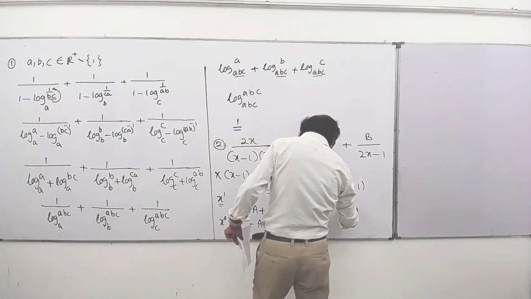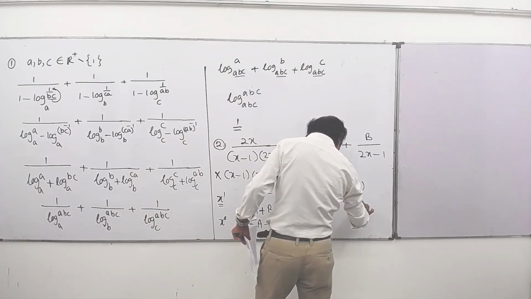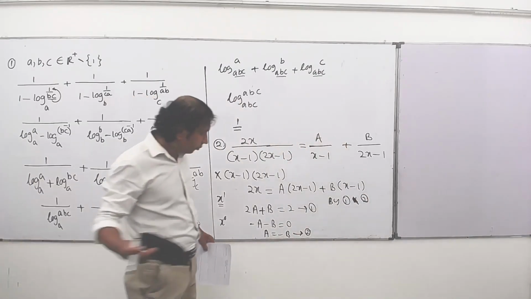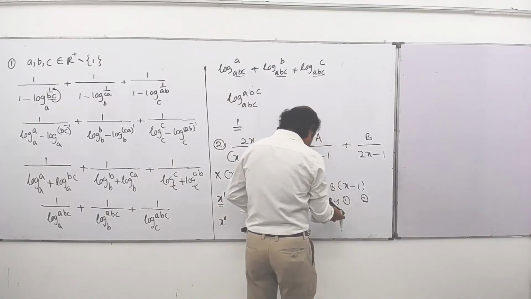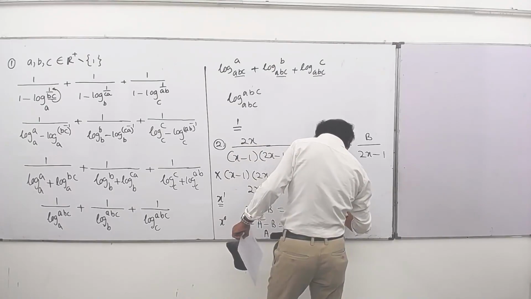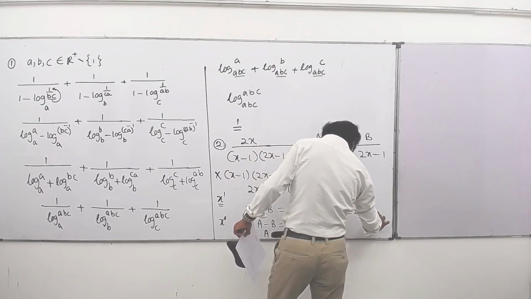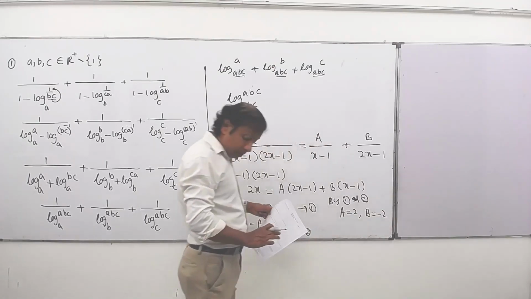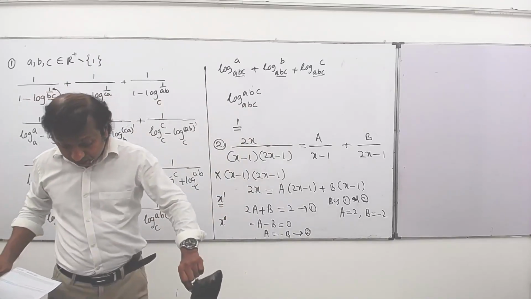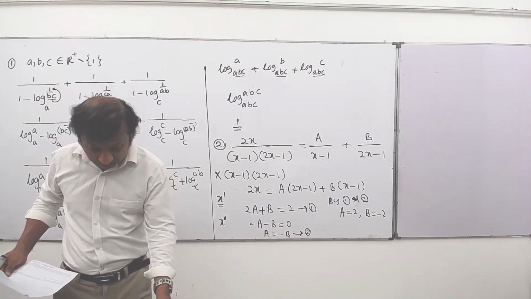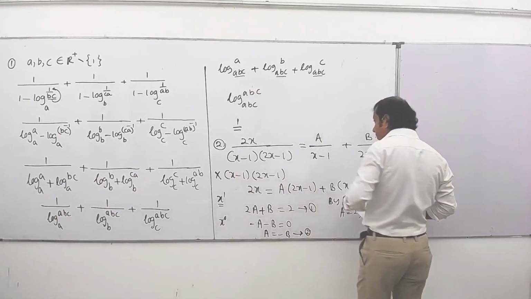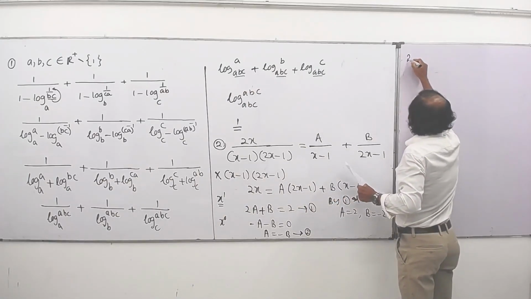By 1 and 2, right? We get a equals 2, b equals minus 2. Okay. Then substituting the a and b values here and here, we can write the partial fractions this way.